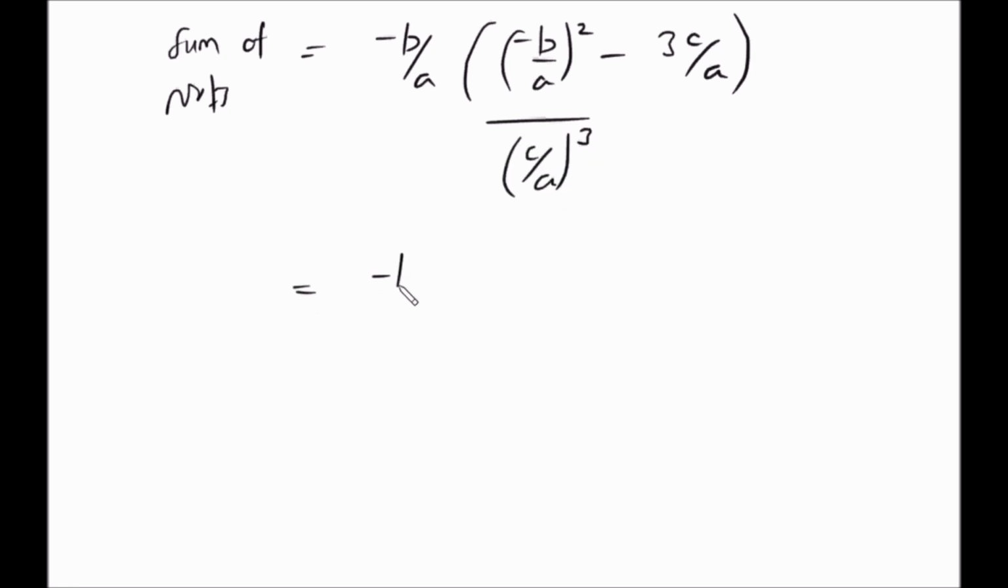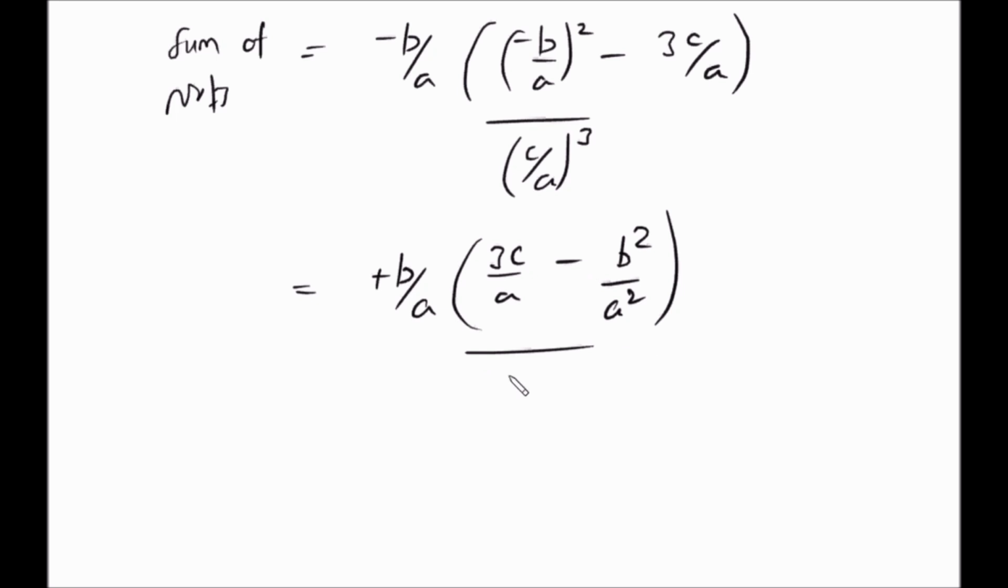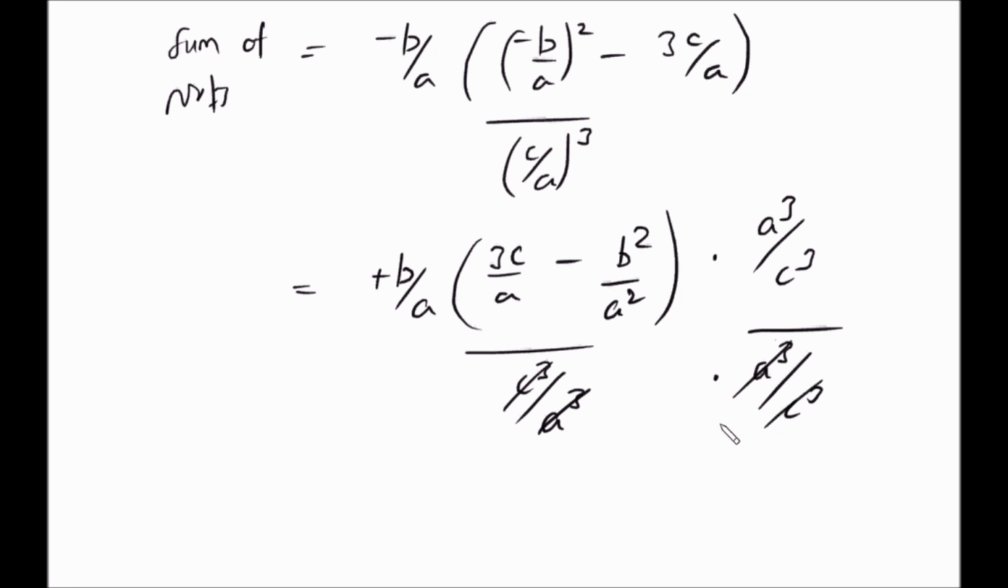Kwa hiyo itakuwa sasa negative b au weka positive, I mean b over a, so huku ndani itakuwa sasa ni 3c over a, yes, plus minus, I mean minus b squared over a squared. So nime interchange hapa kwa sababu hapa nimeweka positive. I know you get that one. So hapa ni c cube over a cube. So if I times by a cube over c cube and by a cube over c cube, huku chini nabaki na moja.